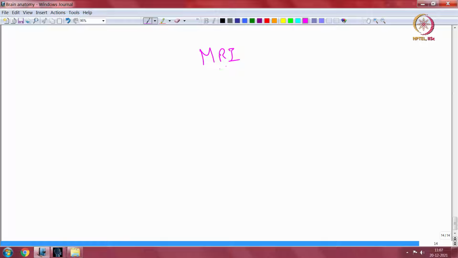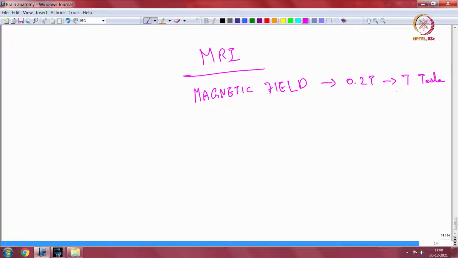So what are the variables under consideration? You have a magnetic field that is anywhere between 0.2 tesla to 7 tesla. Tesla has nothing to do with the car, it is the magnetic field strength. Then you have radio frequency.